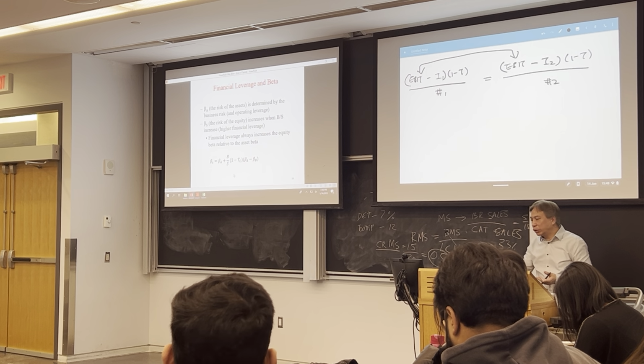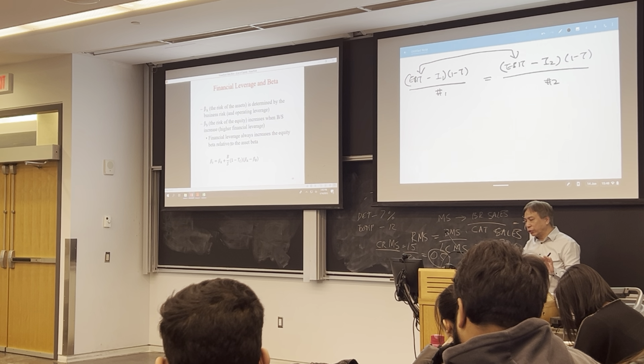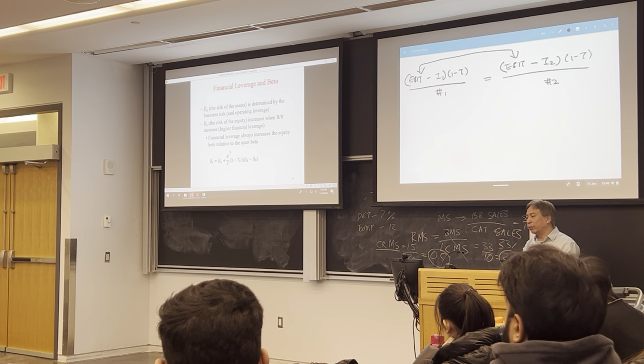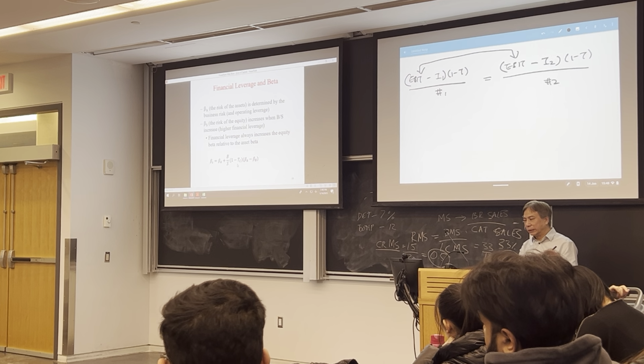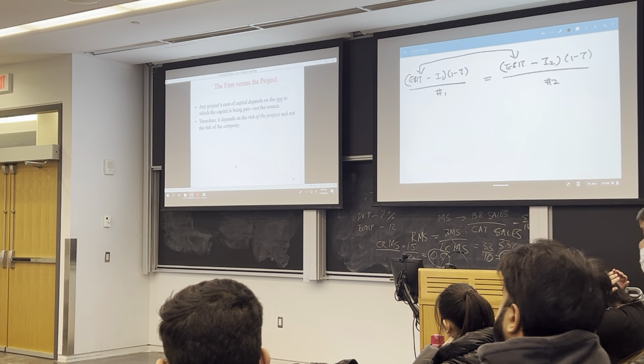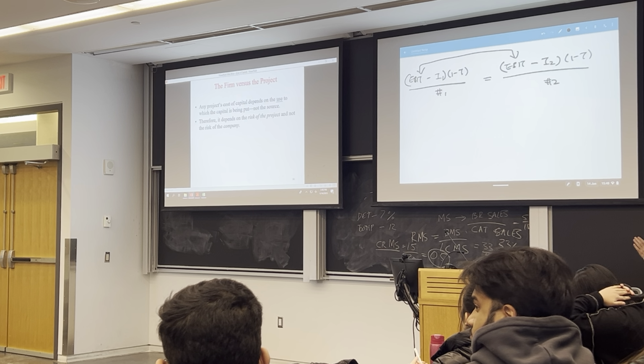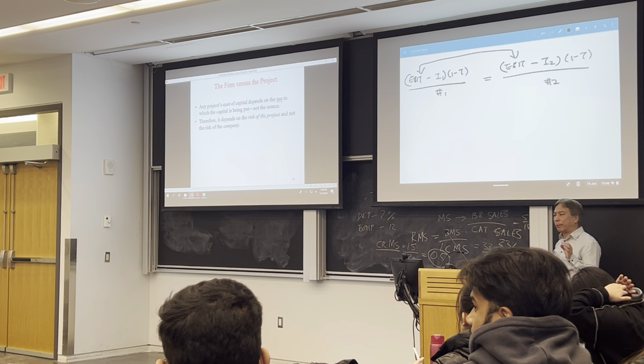Now, this is what I just mentioned. So this is the adjustment. Financial leverage always increases equity beta relative to the asset beta, right? Okay. Now, we want to talk about the remaining topic in chapter 13 before we move on to capital structure.